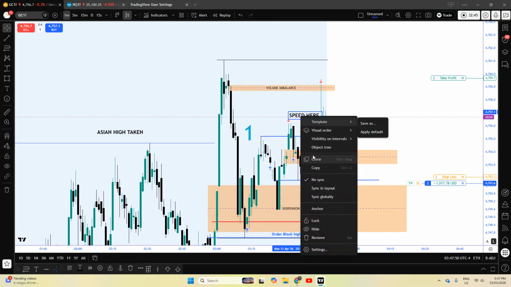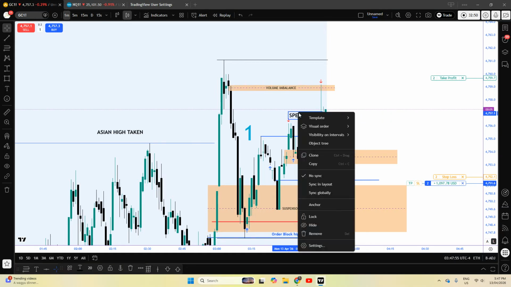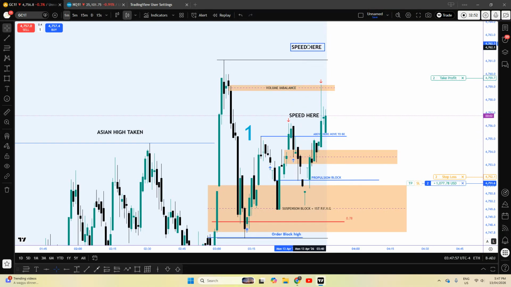So if I clone this, I clone that, and I get it somewhere there. So I want to see some speed here. And whatever it is right now, it just has to go very fast to the upside, taking out these highs here. Wait and see. It's going to be very fast. Watch and see how the speed is going to come. It's going to happen in a minute.